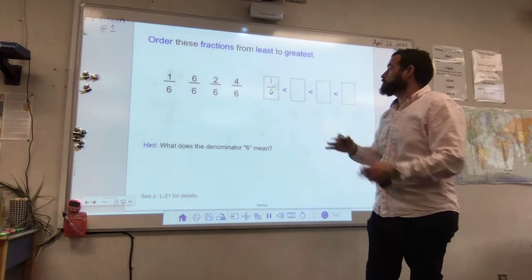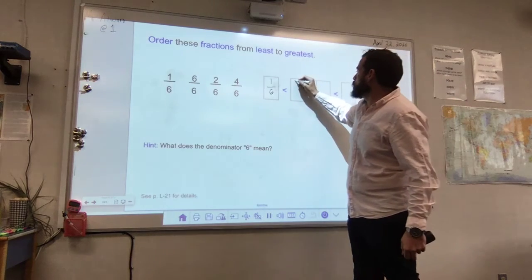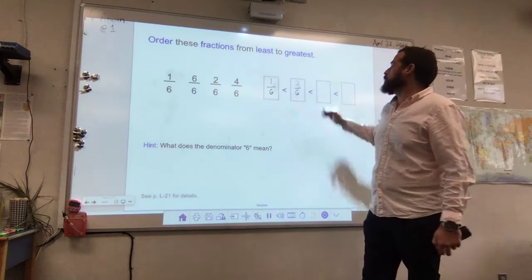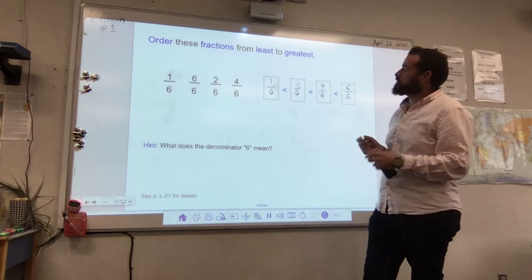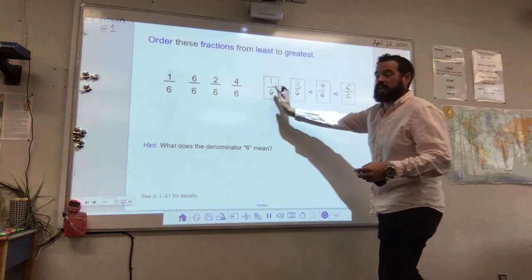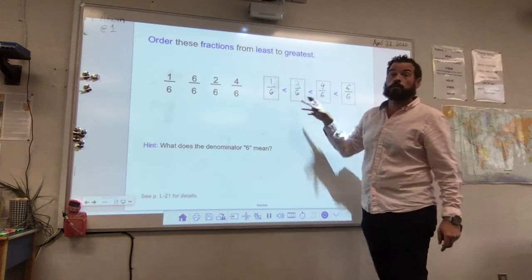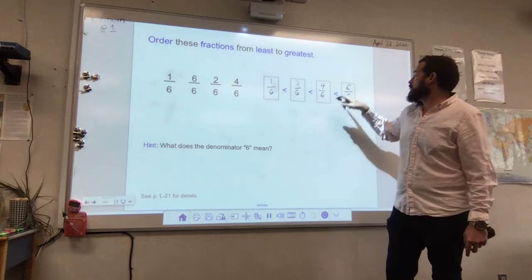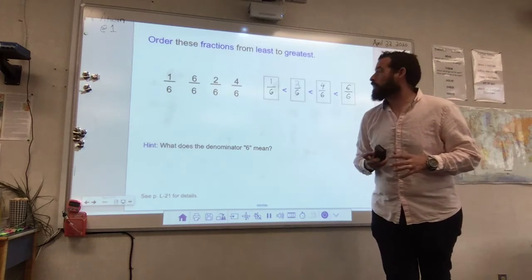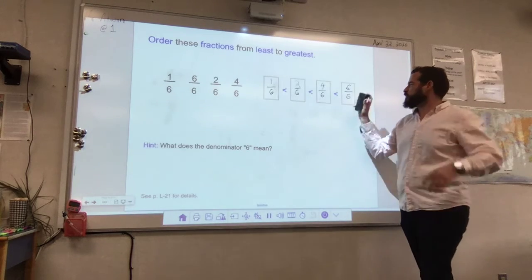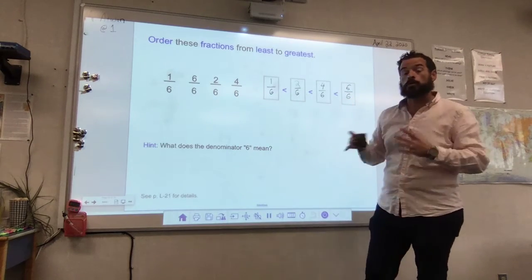Then I just go in order. What's the next number that's greater than 1? 2. 2/6. Then I've got 4/6 next. And finally, 6/6. So if we wanted to read this statement all the way across from left to right, we'd say 1/6 is less than 2/6, is less than 4/6, is less than 6/6. So again, just a reminder, I know I keep saying it, but I just want you to remember this. If you've got the same denominator, you just have to worry about comparing the numerators in order to compare the fractions.